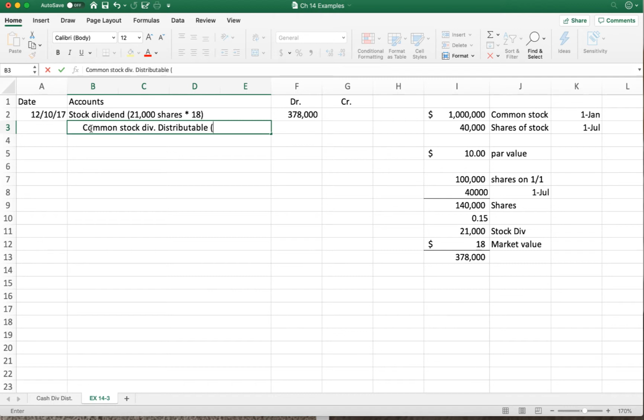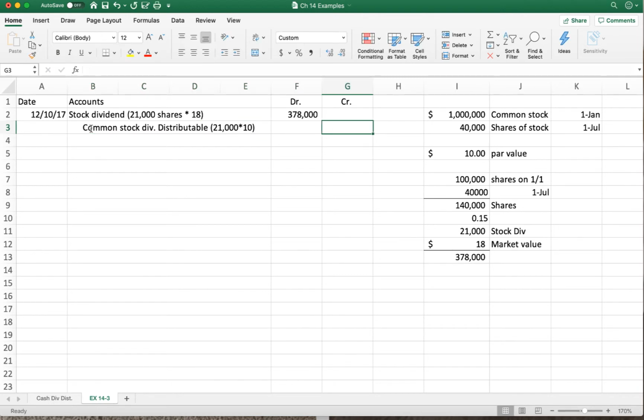for how much? Well, that's easy. 21,000, that's the number of shares, times the market value, right? Well, if we do the market value, that puts us at the $378,000. It's not exactly right. Remember, we use the market value to determine the stock dividend. That means that we need to credit the common stock dividend distributable for the par amount. In this case, our par amount is $10. And if my math's right, that should be $210,000 credit to common stock dividend.